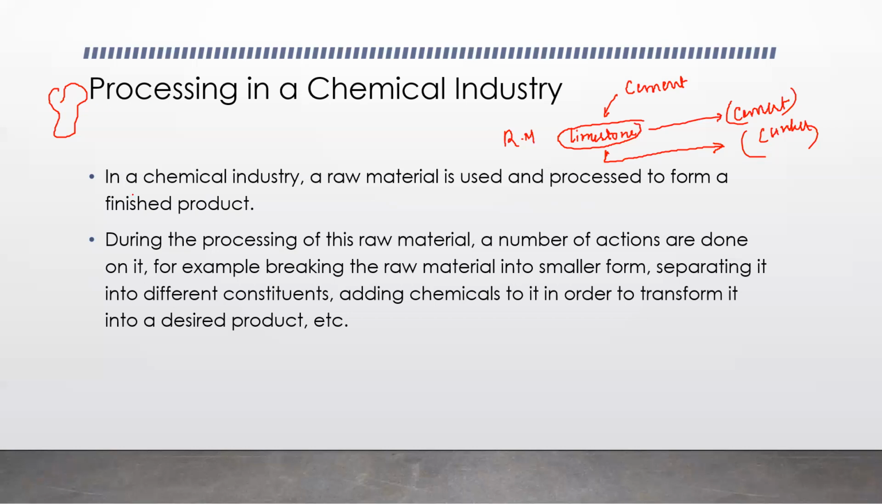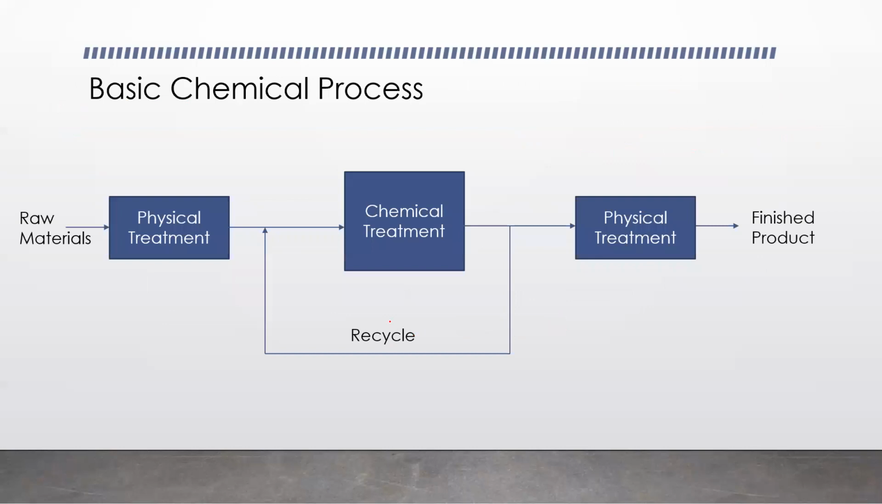Because whenever we are working in a particular chemical industry, we need a combination of physical as well as chemical changes. We'll learn about all these things in just a few more slides. So let's go ahead. This is how a basic chemical process takes place.